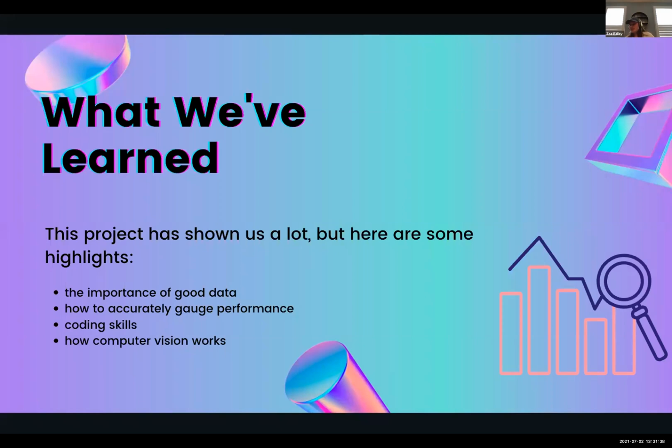Also, some things we've learned over this whole process is the importance of good data: garbage in, garbage out. If you have bad data, then you're going to get a bad model. How to accurately gauge good performance: you can't base everything off of accuracy. You have to go off of precision and recall, and together, F-score is a really good way. We learned some coding skills when we were making the product, and we learned some things about how computer vision works.